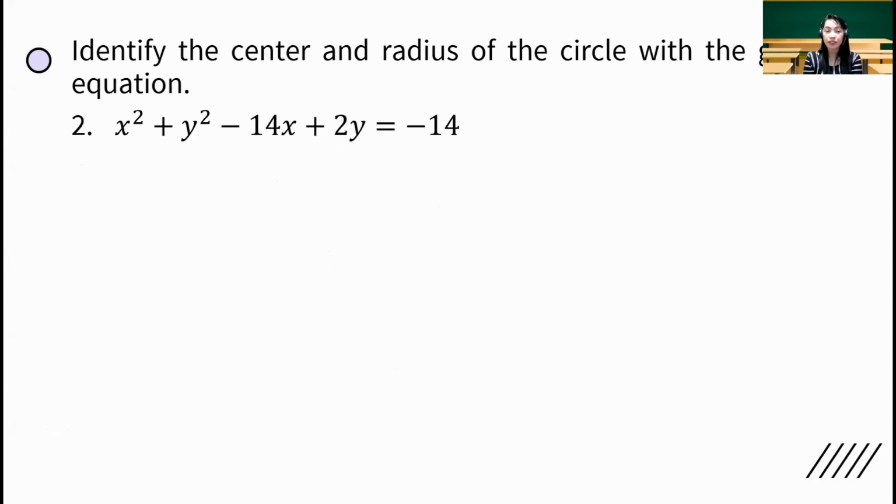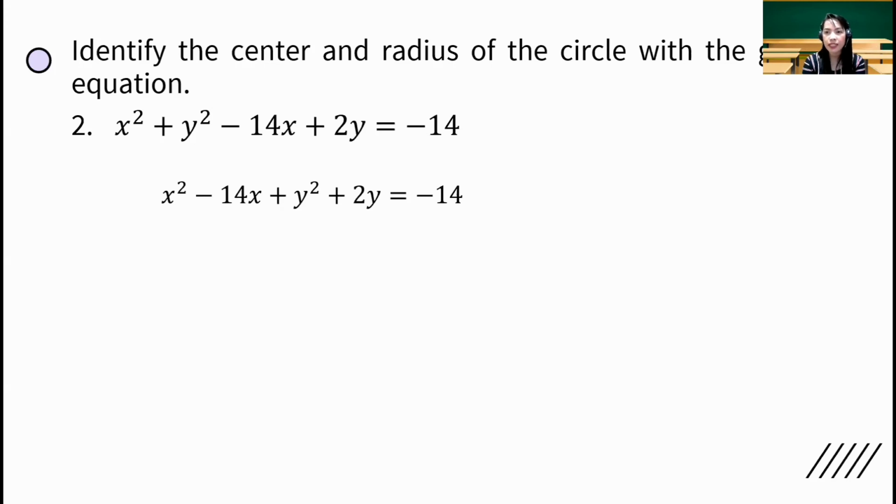In the next example, identify the center and radius of the circle with the given equation. In the given equation, we have x squared plus y squared minus 14x plus 2y equals negative 14. For us to get the center and radius, we have to transform first the given equation to its standard form. But first, we have to rearrange the terms. Ibig sabihin, yung mga terms na may variable x pagtatabihin mo at yung mga terms na may variable y ay pagtatabihin mo. That would be x squared minus 14x plus y squared plus 2y equals negative 14.